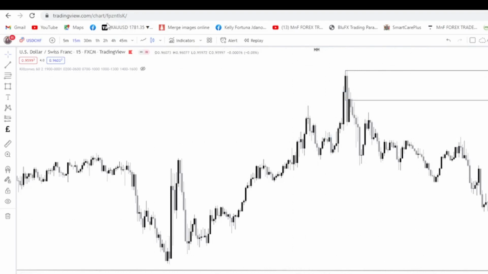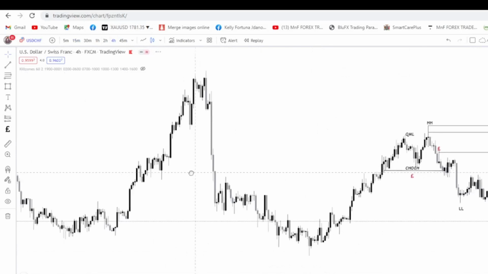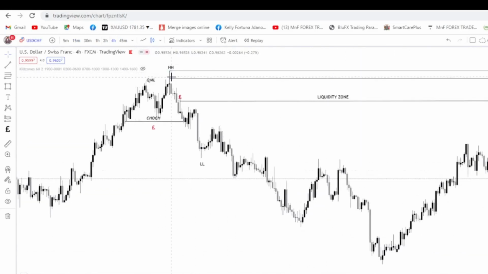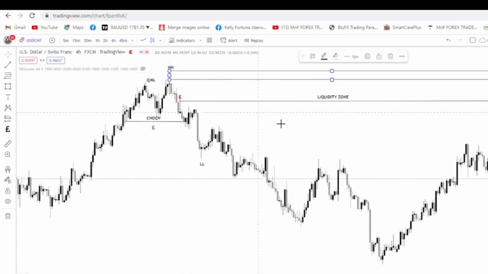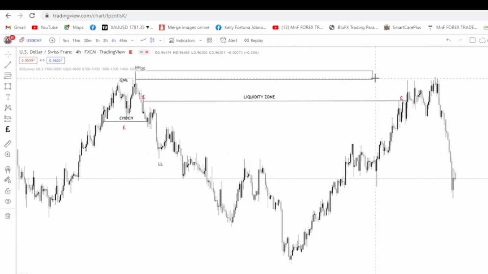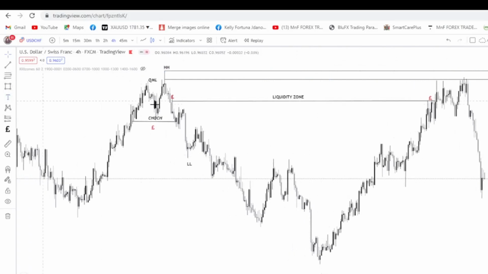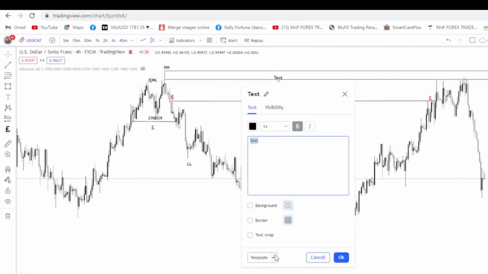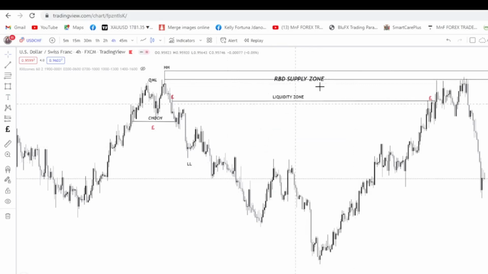So we'll go ahead and go back to our 4-hour time frame. Yeah, we'll go to the 4-hour time frame. So what do we do? We extend this to the right side, bam, and just like that, we are there. And remember, this is our what? This is a rally base drop supply zone. So right there, you add your rally base drop supply zone, and just like that.